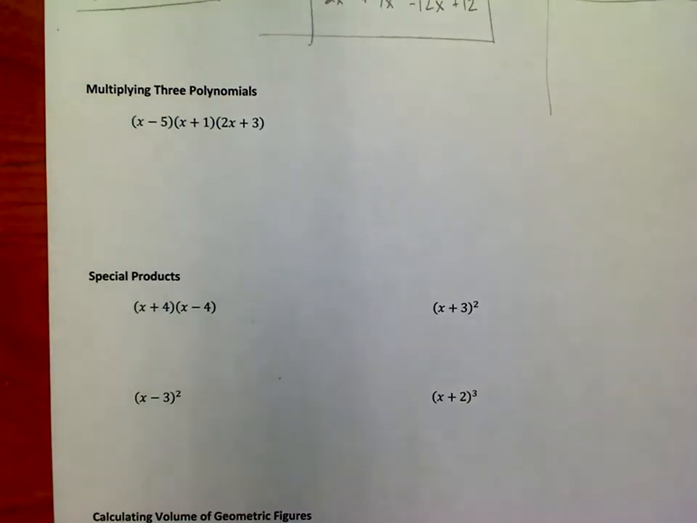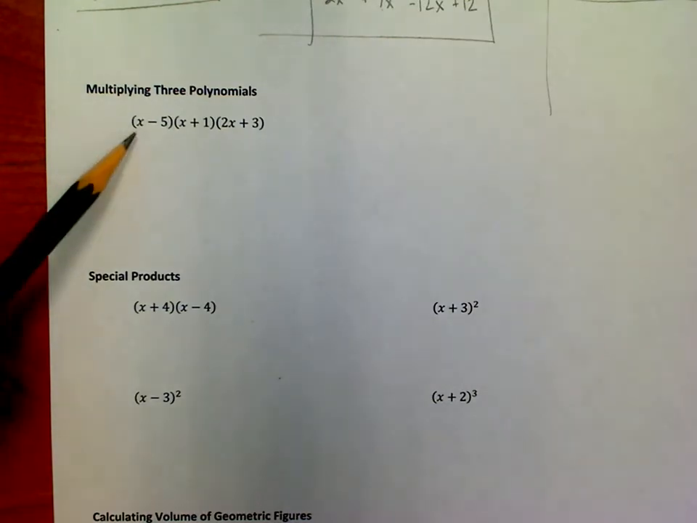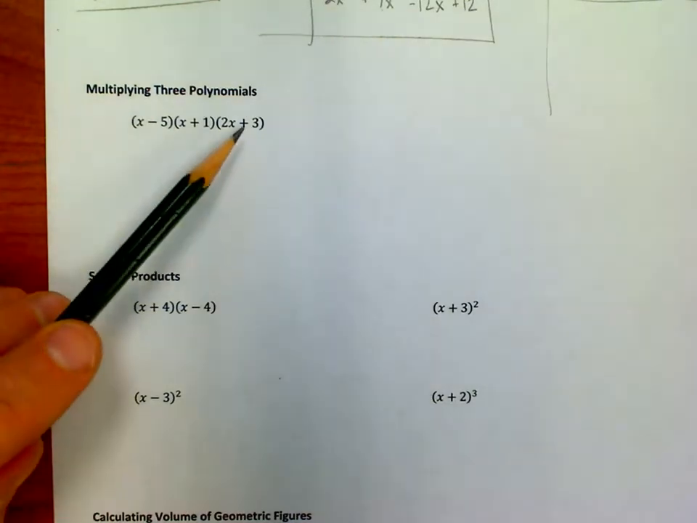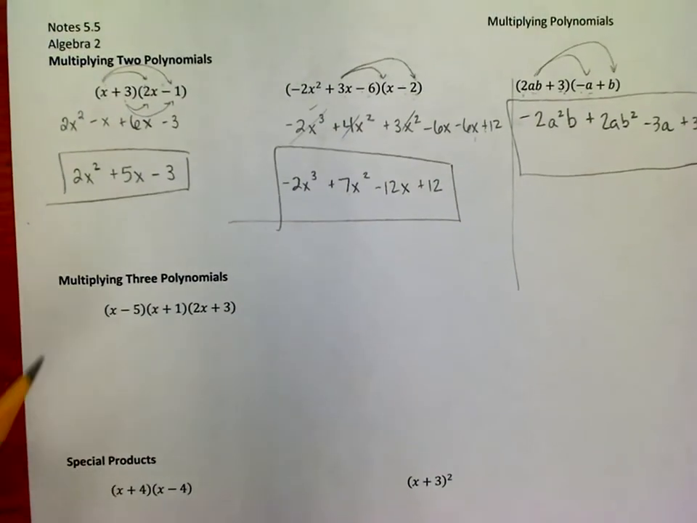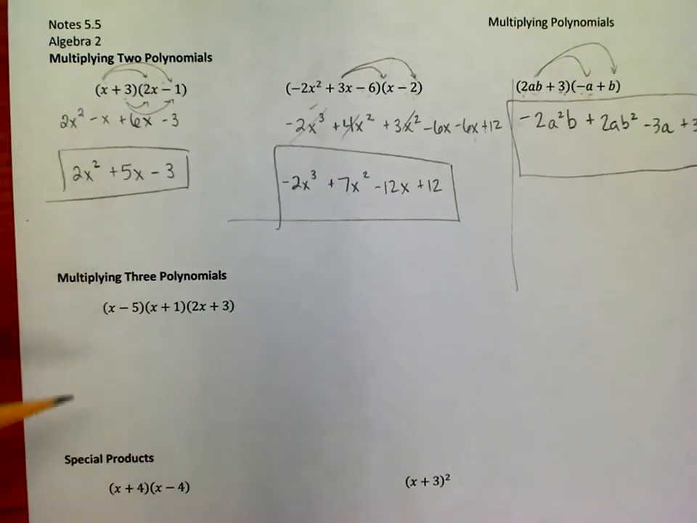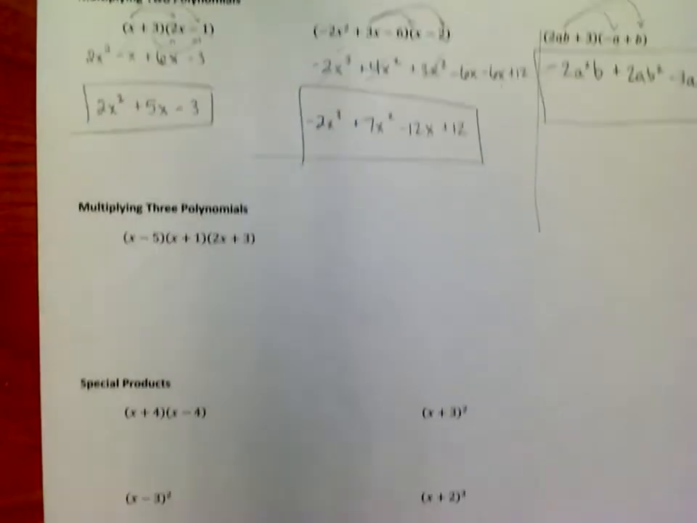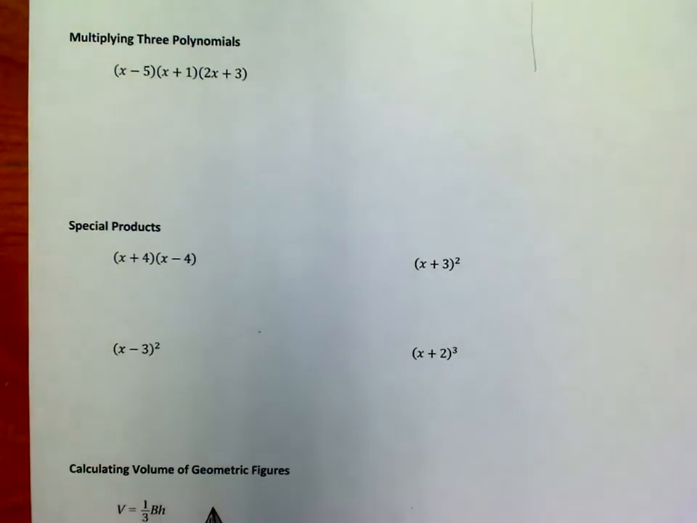Hi, in this video I'll be walking through the process of multiplying three polynomials together. You can see in this case I have x minus 5 times x plus 1 times 2x plus 3. If you're just coming in fresh to this video, I would seriously recommend you go through and talk about multiplying two polynomials first, because this is just a more complicated example of that exact same process. So let's walk through this and let's do it rather quickly.